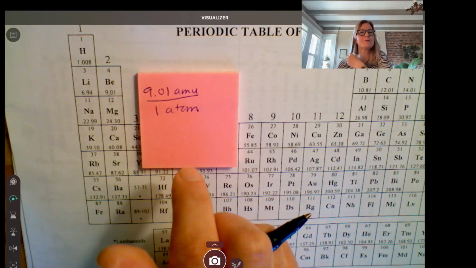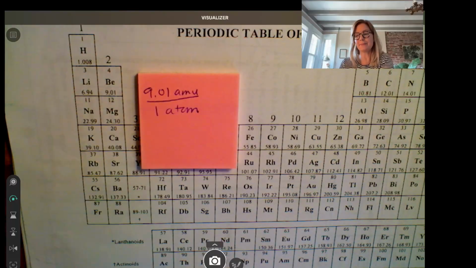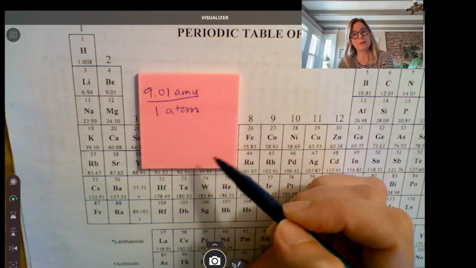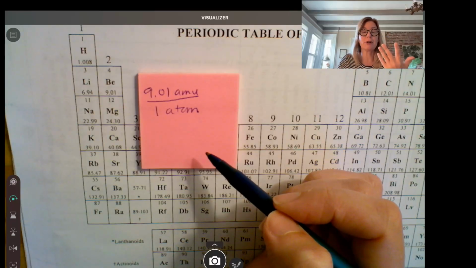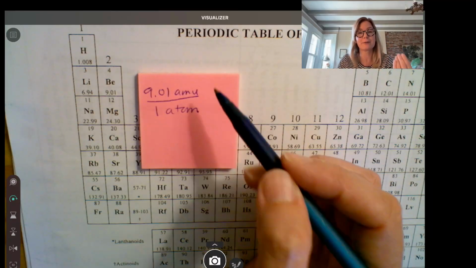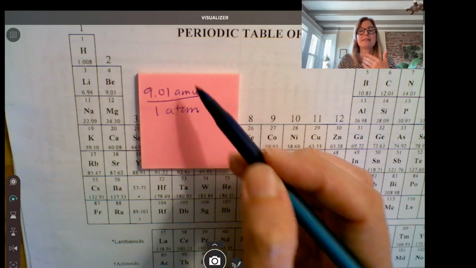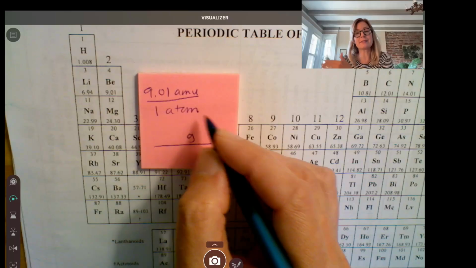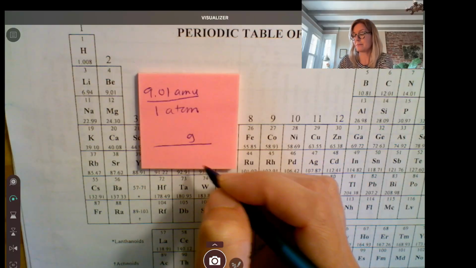So what Avogadro did was he scaled up AMU to grams. Somehow, I'm not sure how he figured this out, he realized that there were 6.022 times 10 to the 23rd AMU in a gram. So he scaled AMU up to grams, and then he scaled atoms up to a mole of atoms.